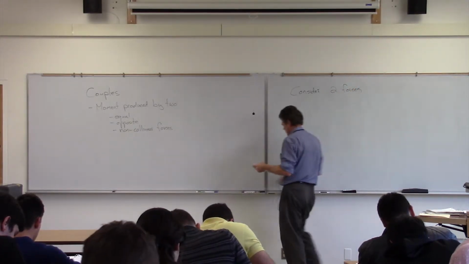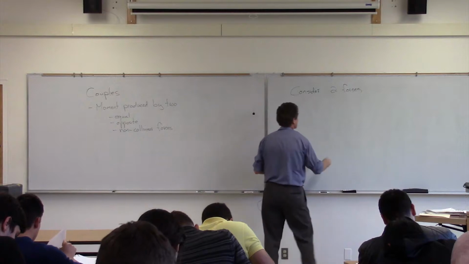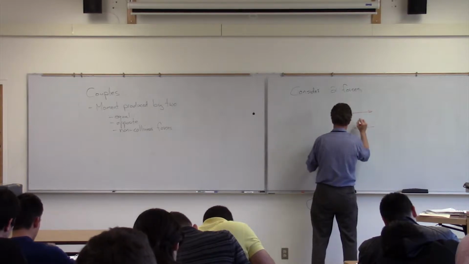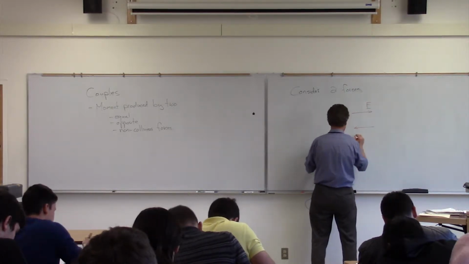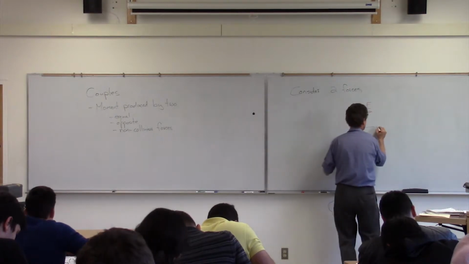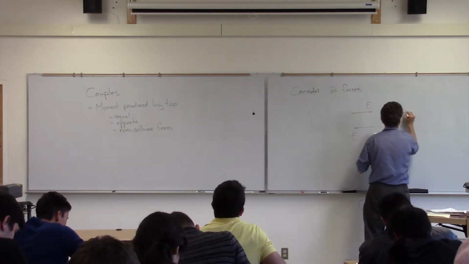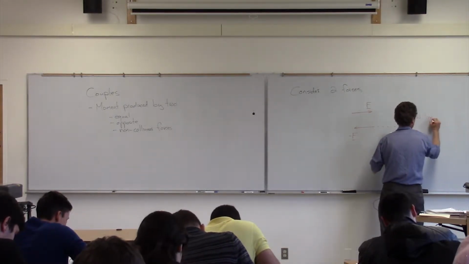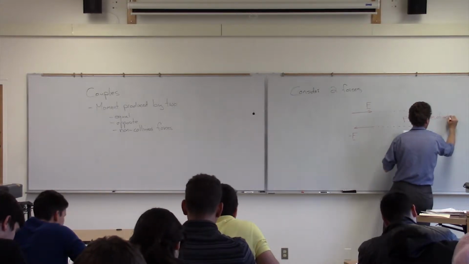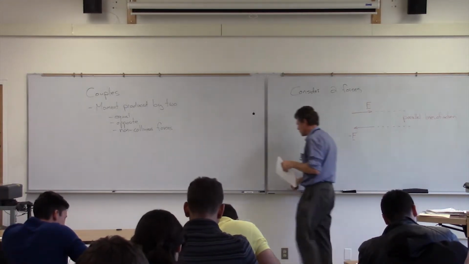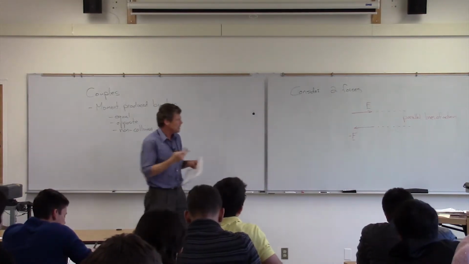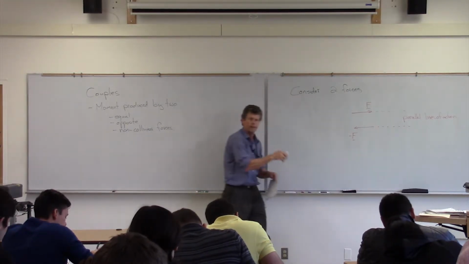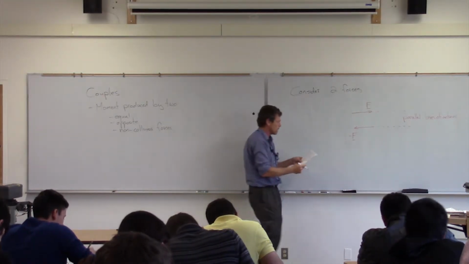So let's consider a couple of forces. Top one will be F, the bottom one will be minus F. So we've got a couple of forces here that are equal in magnitude, so they're both F. Opposite in direction, we have the minus sign in front of the one, so it's saying I'm going in the opposite direction there.